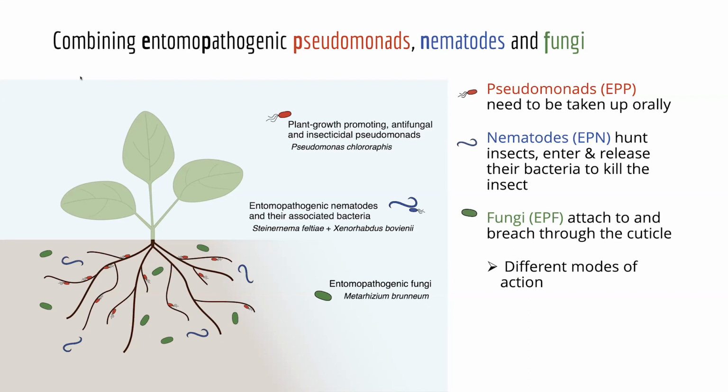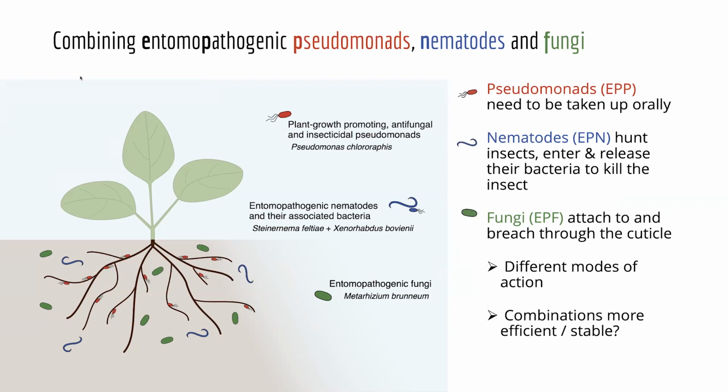So they enter the insect differently, but they also produce different metabolites and toxins. We think this could lead to combinations being more efficient or more stable. When the insect is attacked by 3 pathogens at the same time, it is of course much more difficult for it to defend itself compared to if only 1 pathogen attacks. And we also think that it might be more stable.